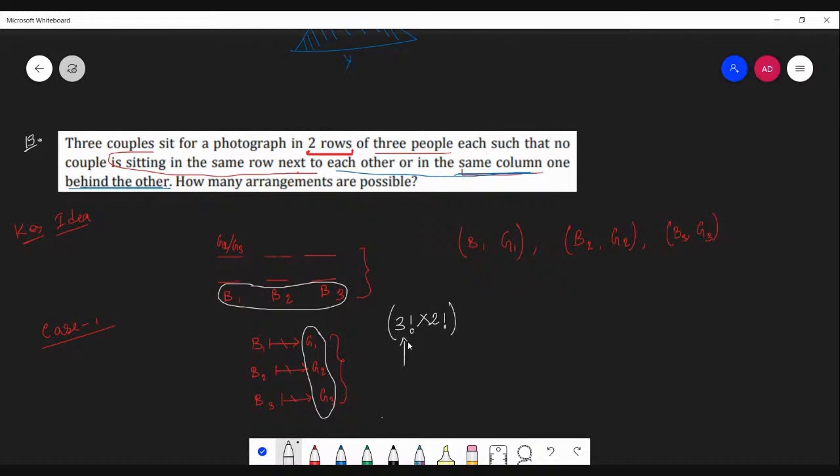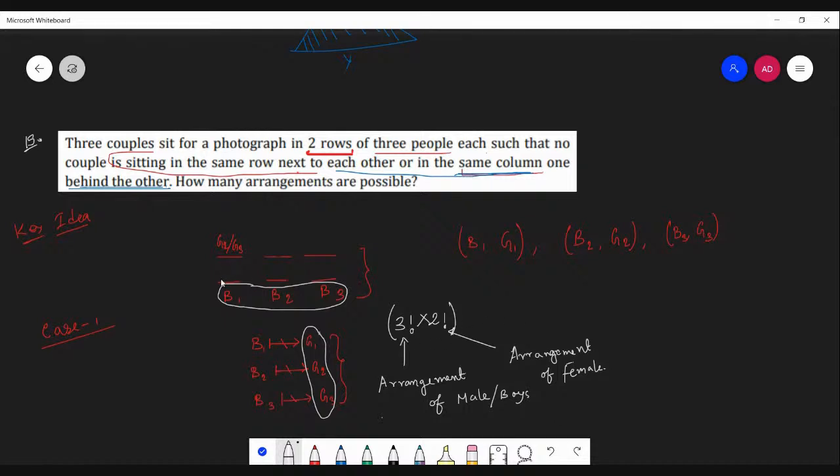So this 3 factorial is the arrangement of the males or the boys, and 2 factorial is the arrangement of the females, the girls, right?